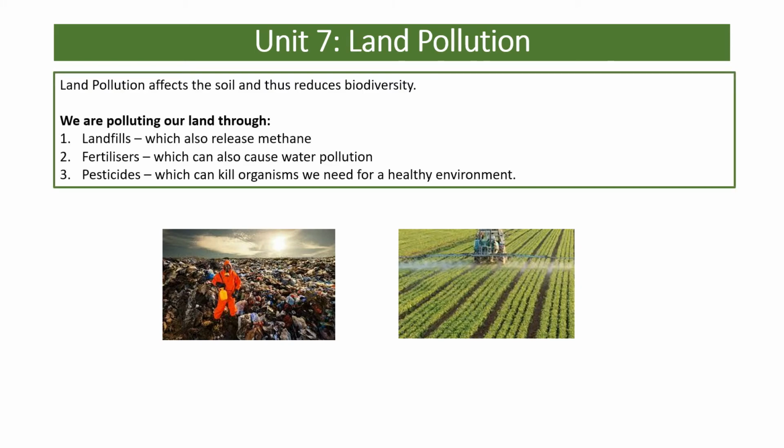The first type is land pollution, which basically affects the soil that we live on, affects plants, and reduces biodiversity. So any time in biology you talk about pollution or environment loss, always go back to it reducing biodiversity, which is the variety of living things in an ecosystem. We're polluting our land through three things. We're using more and more landfills. Landfills are poisonous to the land they're on, but they also release methane gas, which we'll talk about later on. Fertilizers and pesticides are also used on farms, and that has direct effects. It can poison animals that we don't want it to poison, but it can also cause other things such as water pollution.